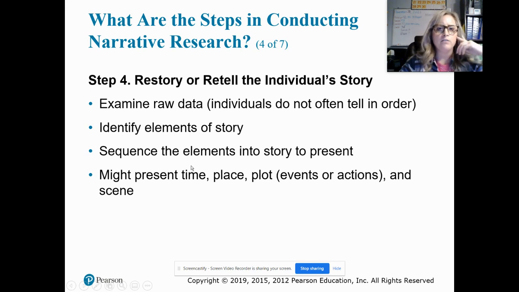Step 4, restory or retell the individual's story. That's when you're going to transcribe that data, okay? A lot of times individuals, when they're telling their story, are not going to tell it in order, because things will come to them as they're telling it, and they might have to go back. So as you're transcribing it, you're going to put it in chronological order. That's when you're going to start identifying the different elements within the story, and you'll also present the time, the place, the plot, and the scene.